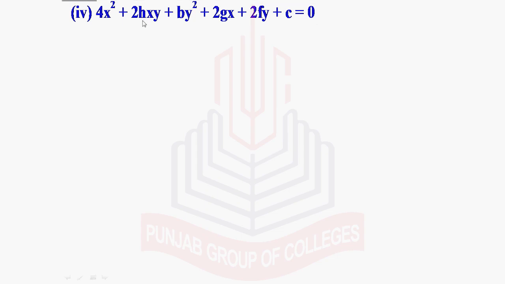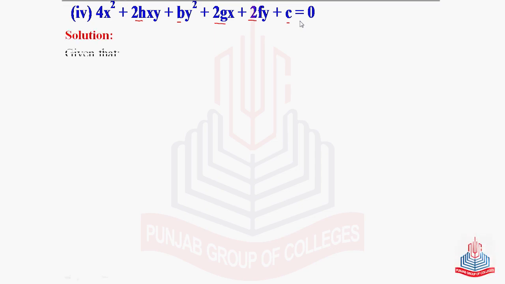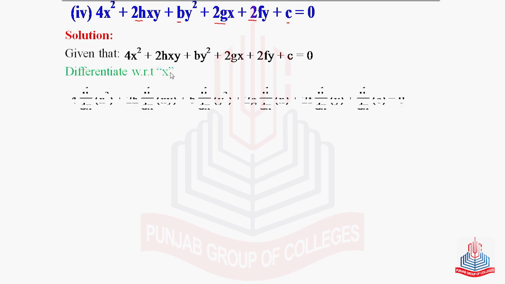This 2h is the constant term, this b is the constant term, this 2g is the constant term, 2f and c is already a constant term. We have only a variable which is in the form of x and y. Solution: given that this expression which is in the form of equation, differentiate with respect to x.